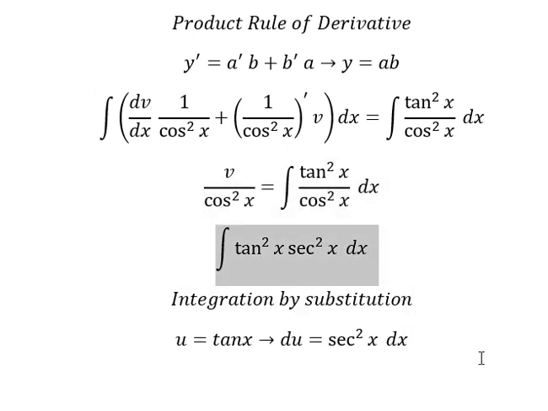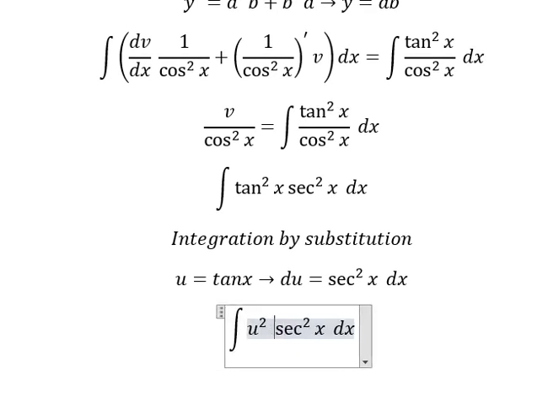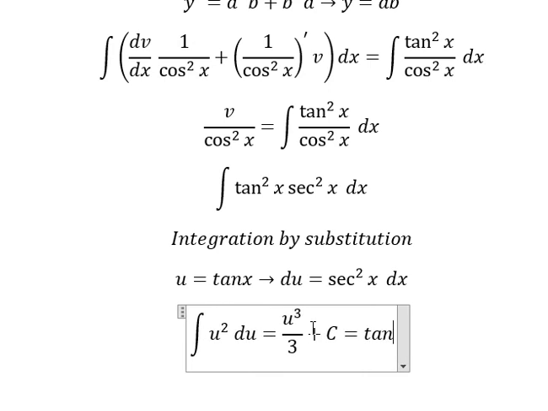So this one we change by u, and we have u squared. This one we change by du, and we have like this. About u, that's tan x.